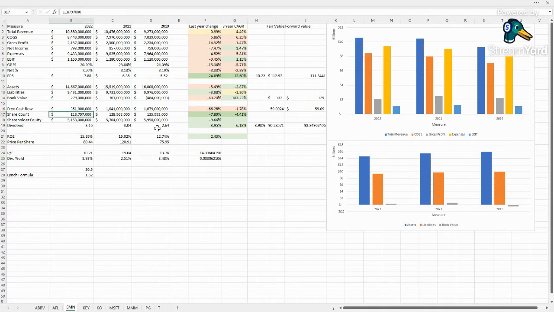The share count has been declining. They've been buying back just over 4% every year. That is something that we like to see. That is a large number that they're buying back.